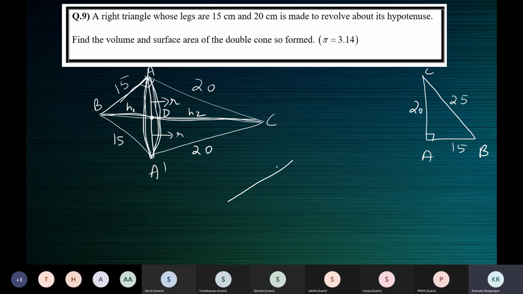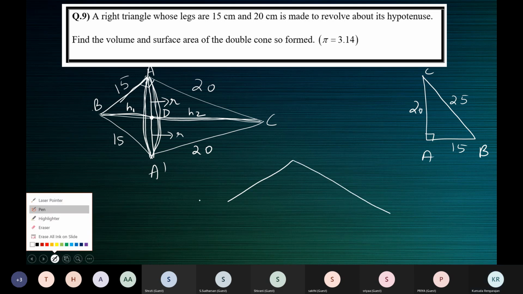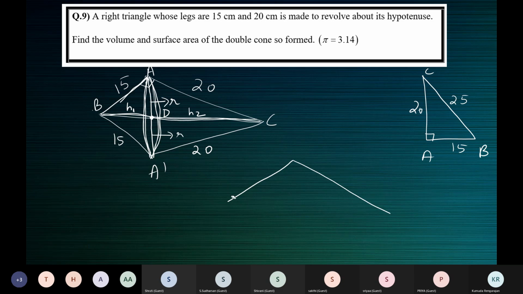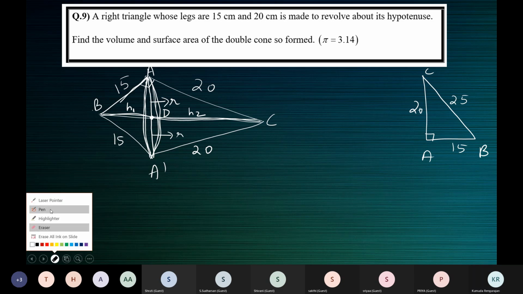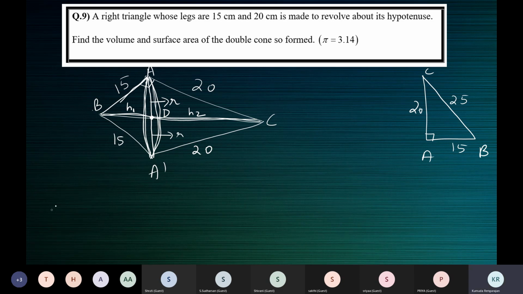So again, right triangle. We'll just see the same thing again. I don't want to erase that, so I'll draw. This is the right triangle ABC. See, the legs are 15 and 20.